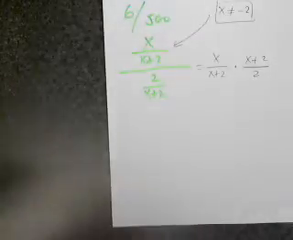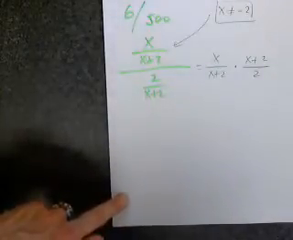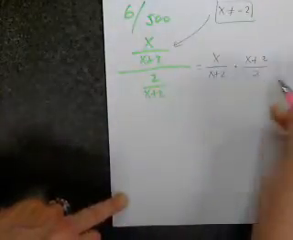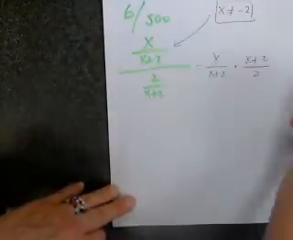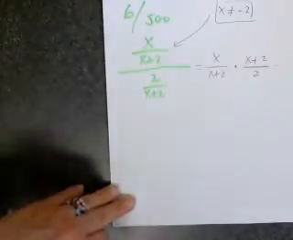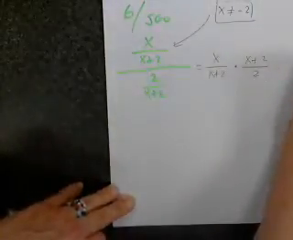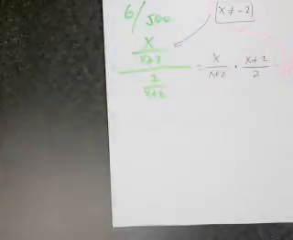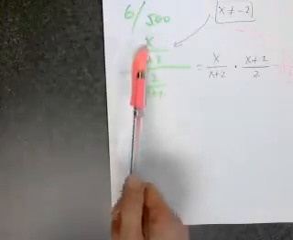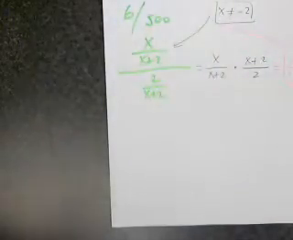What am I simplifying? This is a multiplication of two rational expressions. X plus 2 goes away, and the simplified form is x over 2, incorporated with a condition. So this fraction simplifies to x over 2 only if x is not negative 2.